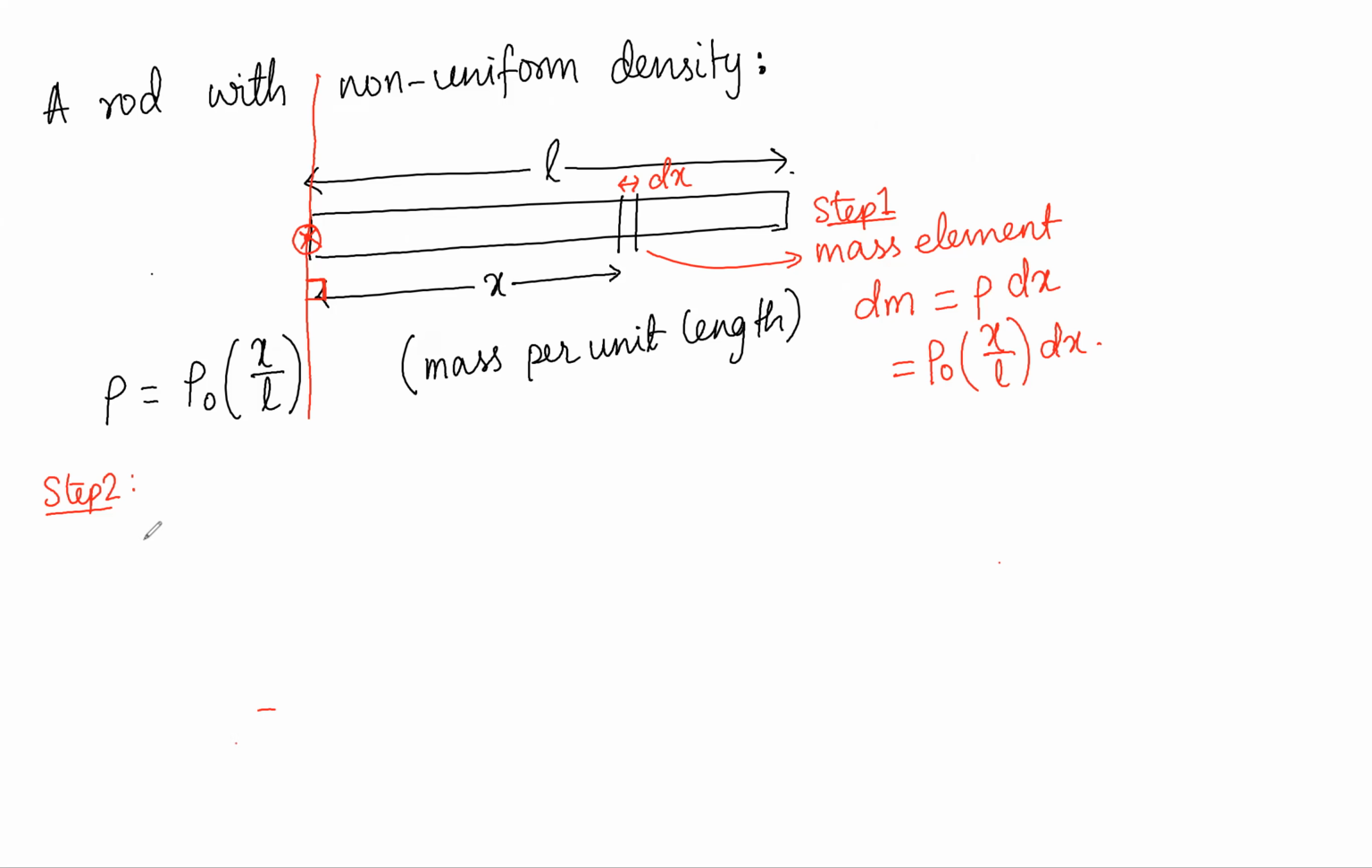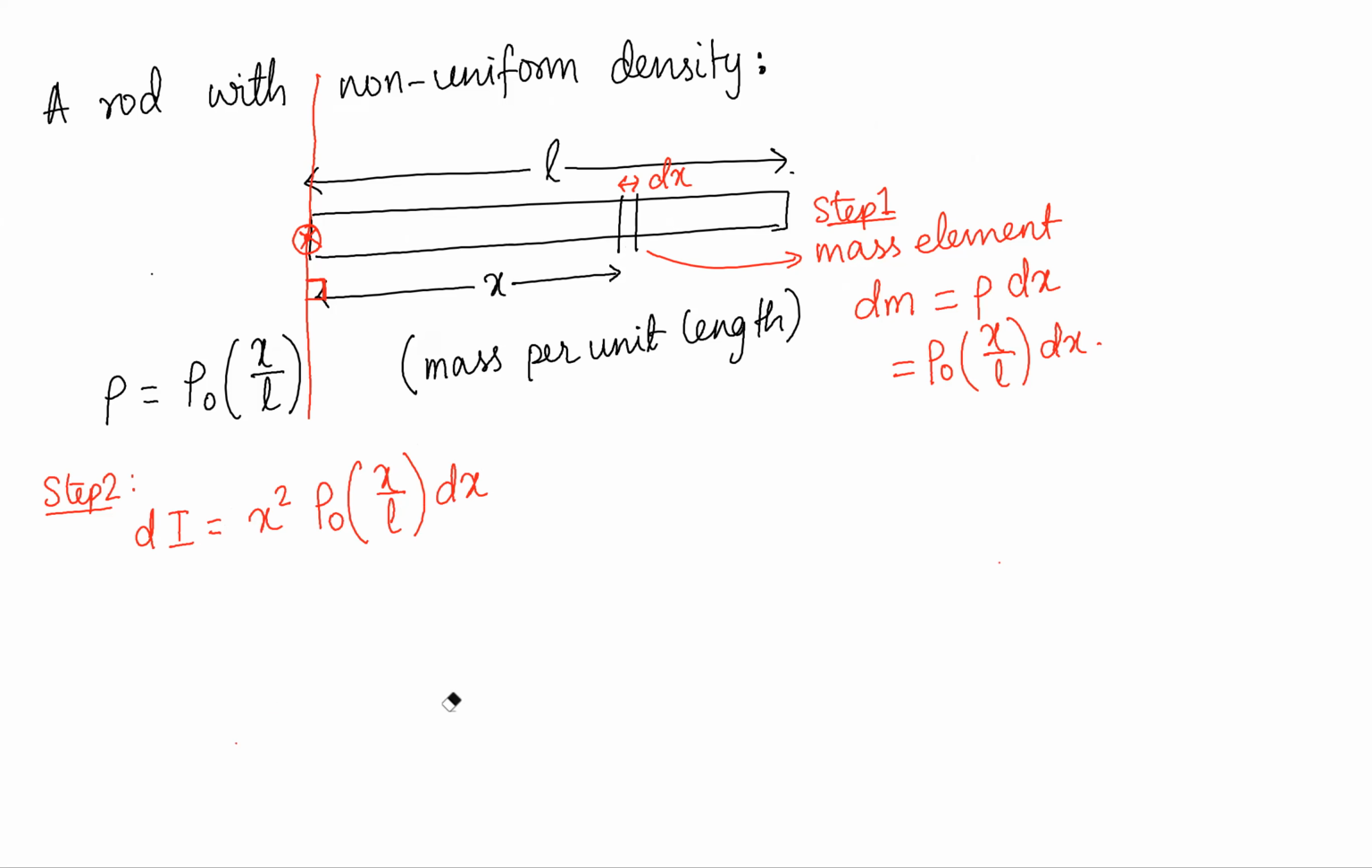Now, what is the moment of inertia? dI is equal to, it is a point mass. A mass element over here is a point mass. So we will write r squared into dm. So r squared is equal to x squared, and dm is rho 0 into x by L into dx. What is the third step?